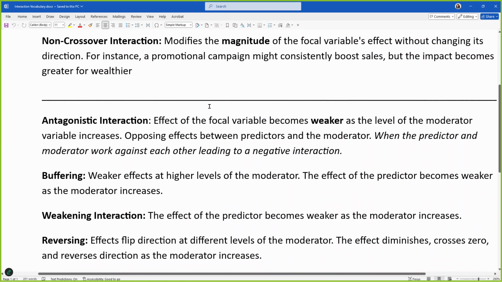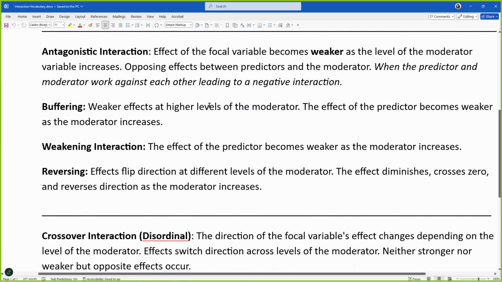Oh, but the other ones are even more fun. An antagonistic interaction. You're antagonizing your 4 variables. What are you doing? Weaker. The effect of the focal variable becomes weaker as the moderator increases. Weaker effects at higher levels of the moderator is a buffering effect. That's a psychology thing. Buffering hypothesis. I'm familiar with that. Weakening interaction. Yes, that one. And then reversing. Yes, because if something becomes less positive and less positive, it's eventually going to cross 0 and become negative.